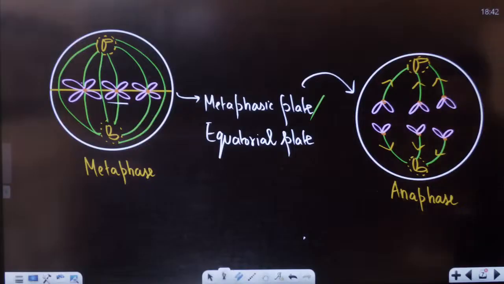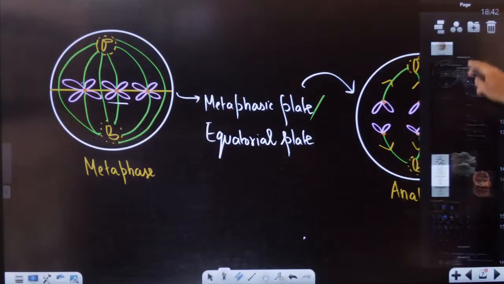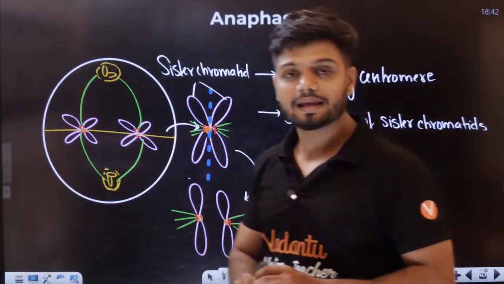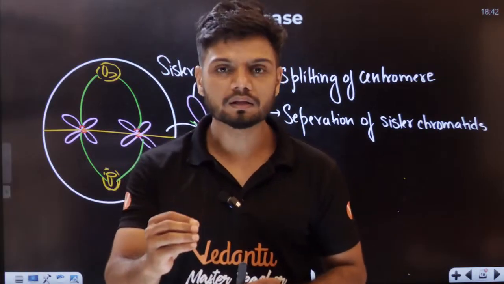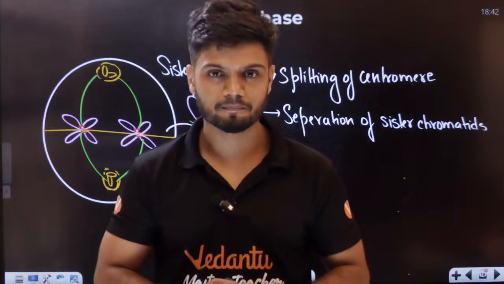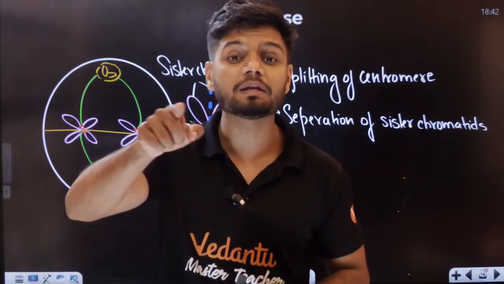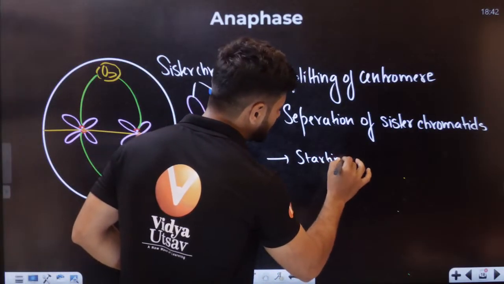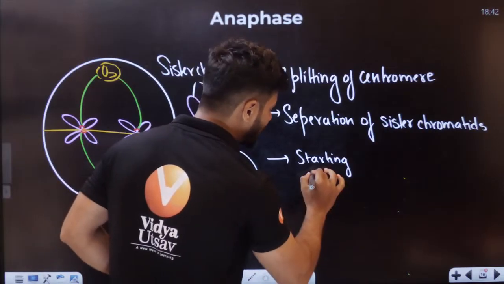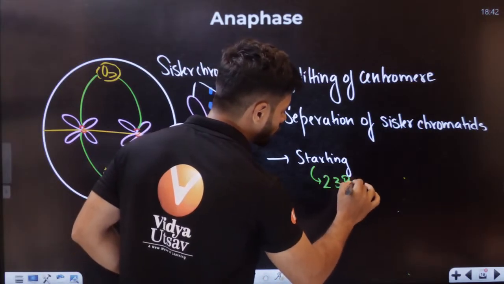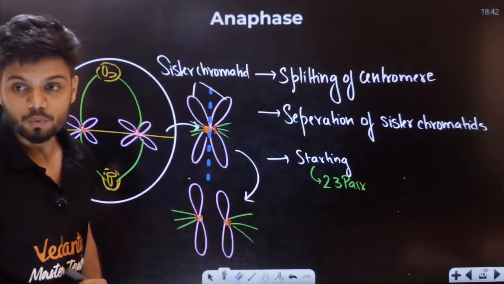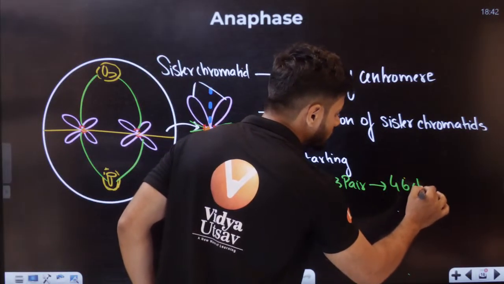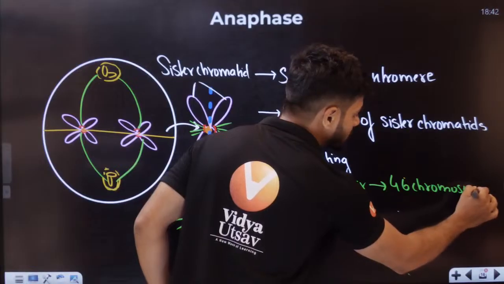Now a question to all of you, students. In the case of anaphase, can anyone tell me how many chromosomes were there in the starting? In the starting, there were 23 pairs of chromosomes. Yes or no? That is basically 46 chromosomes in the start. Okay.